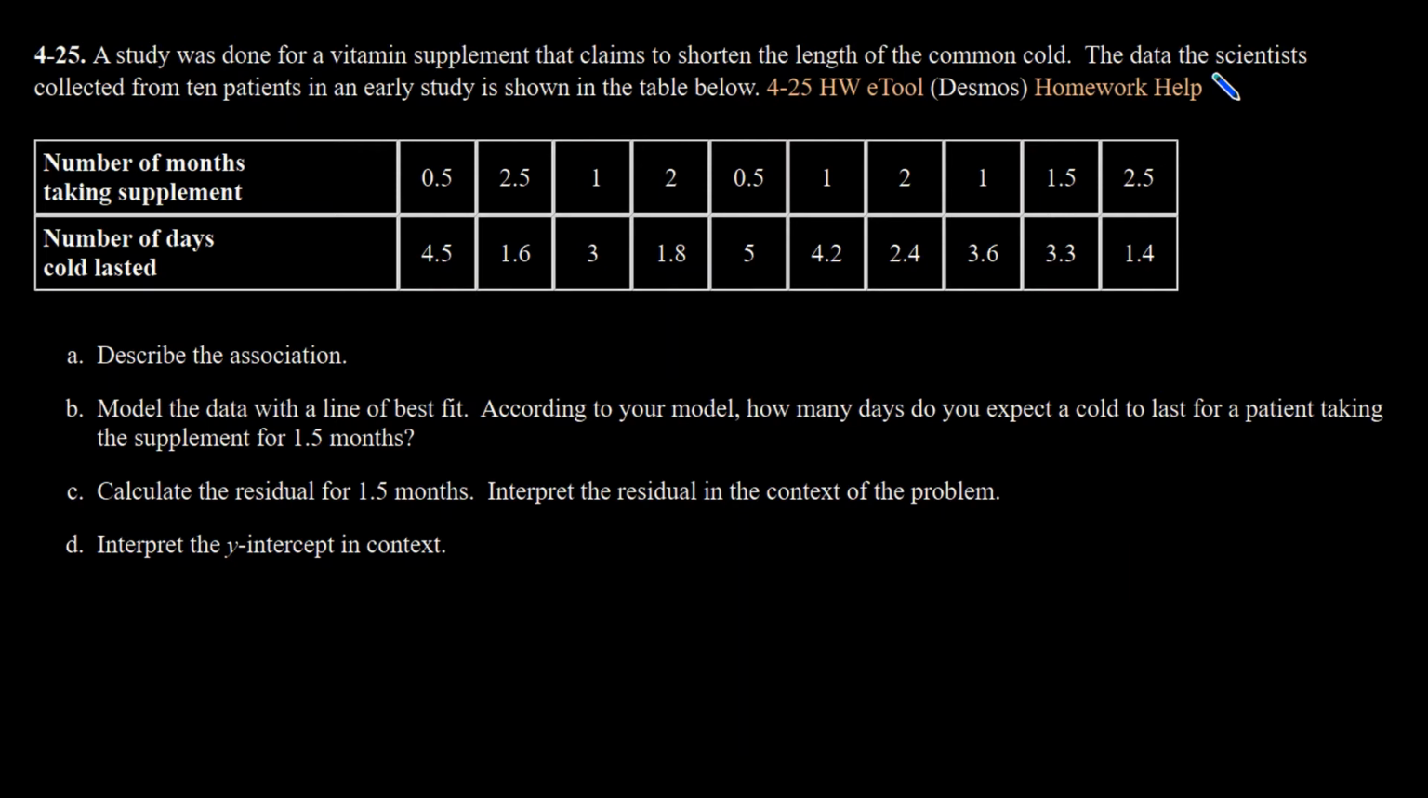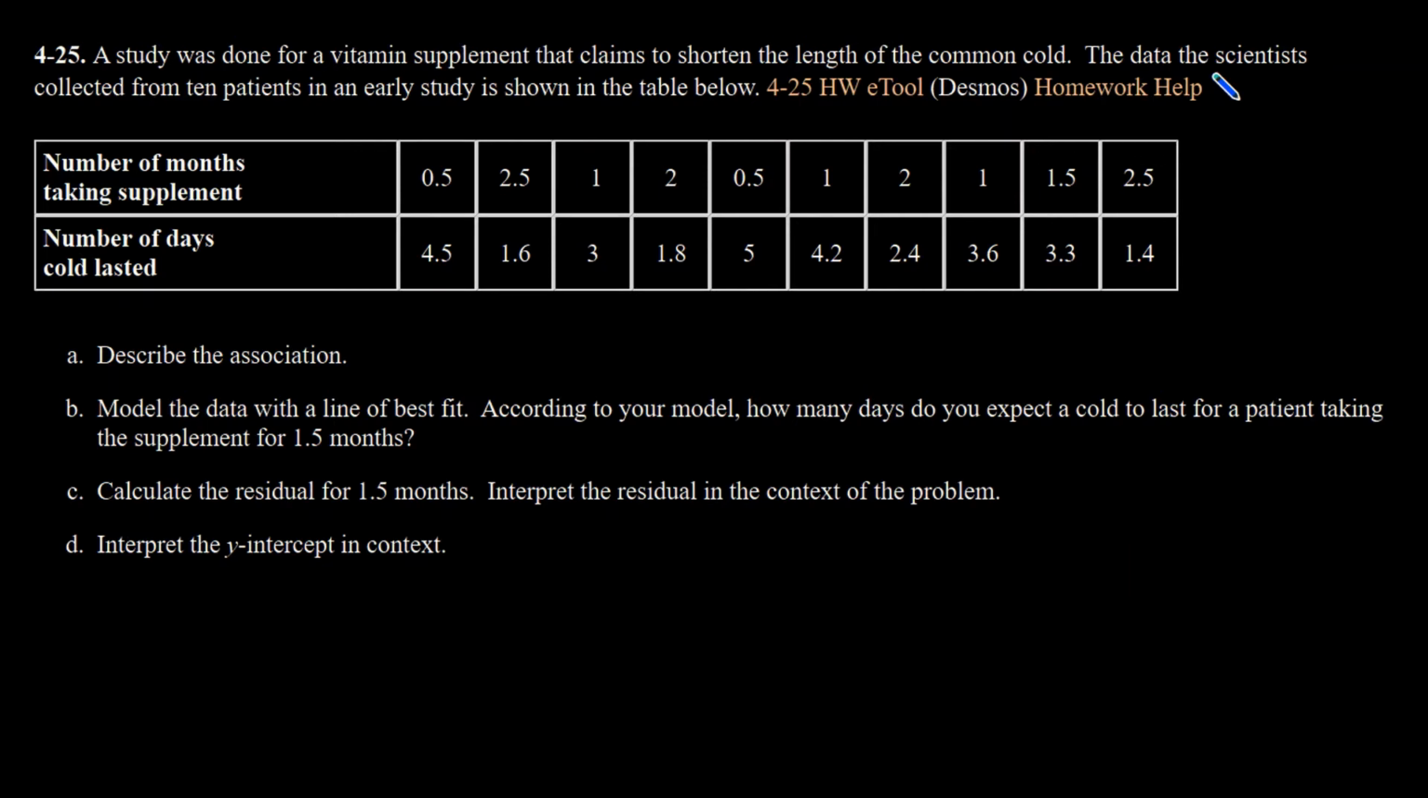We are supposed to describe the association and model the data with a line of best fit. Remember, our technique right now is we're just looking at the data and picking a line that we think fits the data well. According to your model, how many days do you expect a cold to last for a patient taking the supplement for 1.5 months? C says calculate the residual for 1.5 months and interpret the residual in context of the problem. And then D says interpret the y-intercept in context. What does the y-intercept mean for this problem?